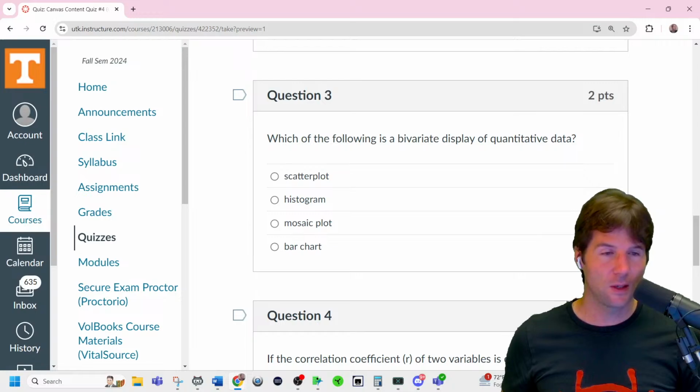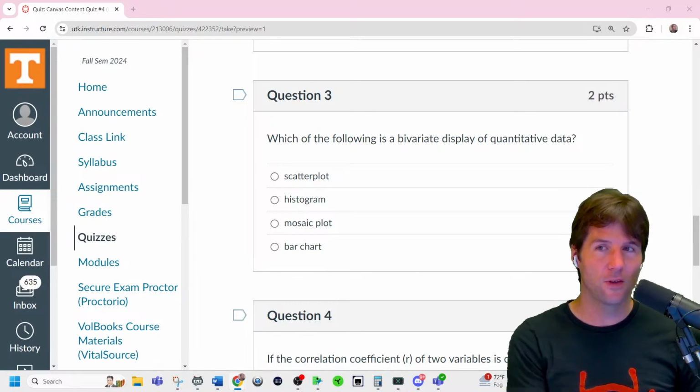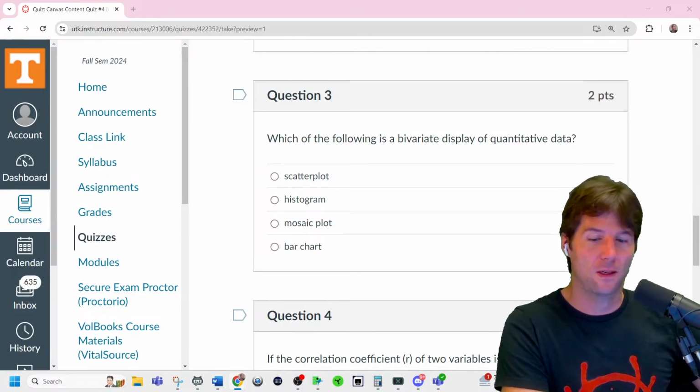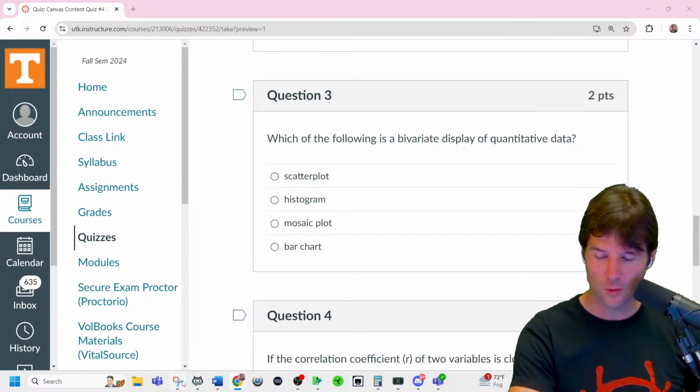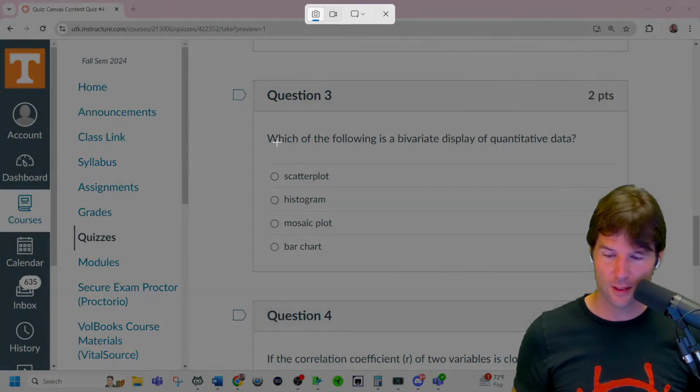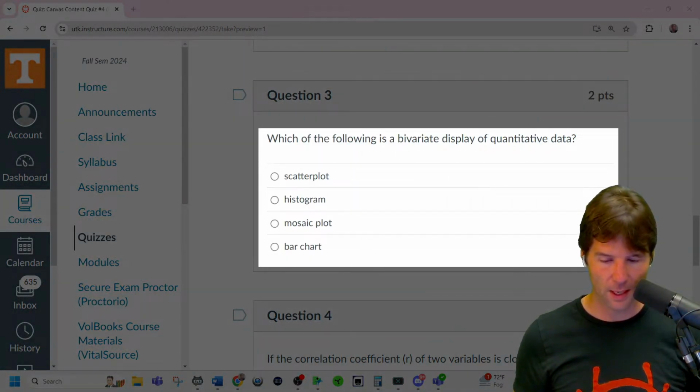Which of the following is a bivariate display of quantitative data? A, B, C, or D? Let's take a vote right now in the chat. We're going to start a poll on A, B, C, or D. Take a vote and let's see what you say. You need to know each one of these and be able to draw a little drawing of these. Which of these is bivariate quantitative?